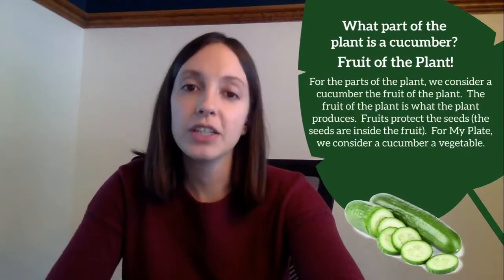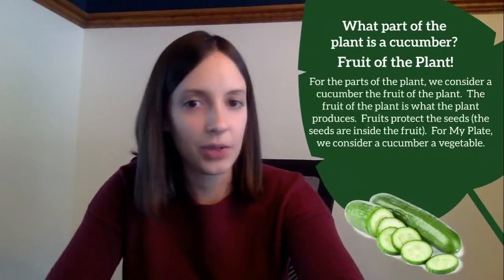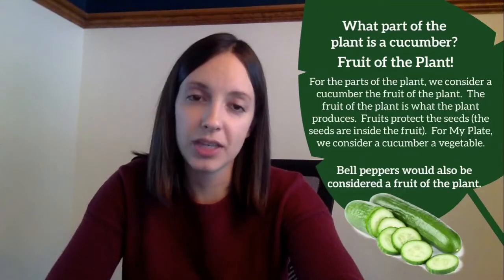Let's find out some more information about fruits. For the parts of the plant, we consider a cucumber the fruit of the plant. The fruit of the plant is what the plant produces. Fruits also protect the seeds because the seeds are inside the fruit. But for my plate, we consider a cucumber a vegetable. I know that's kind of confusing. Bell peppers would also be considered a fruit of the plant.